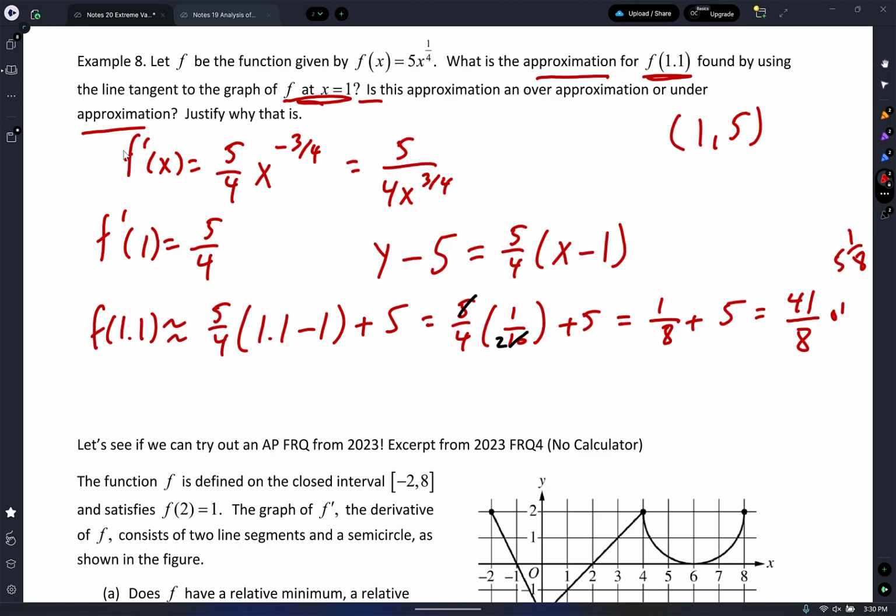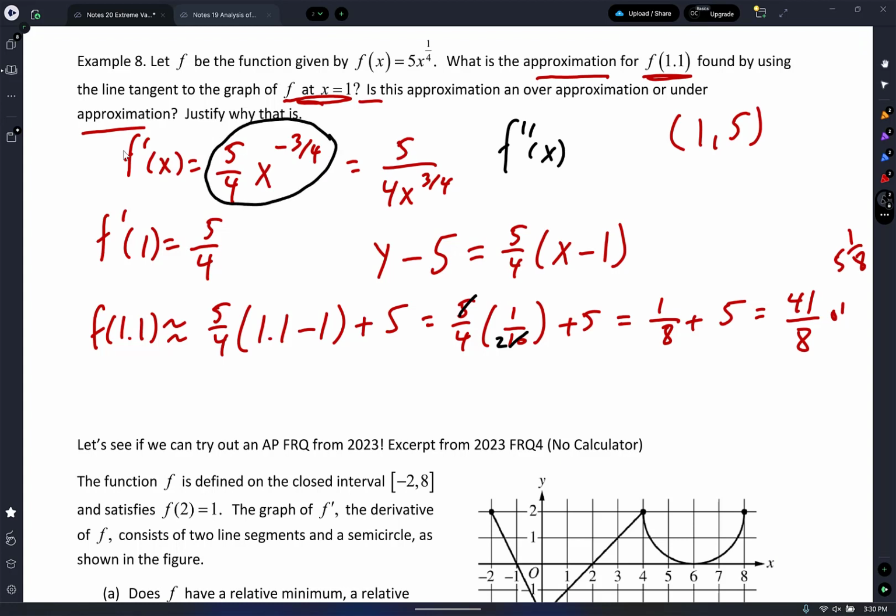Above. Is my approximation going to be over or under? Over. Do you see what's going on? Yes. Okay, so that's the idea. I'm going to take a second derivative at 1. So I'm going to go f prime prime. And so that's why I'm going to start from this one right here.